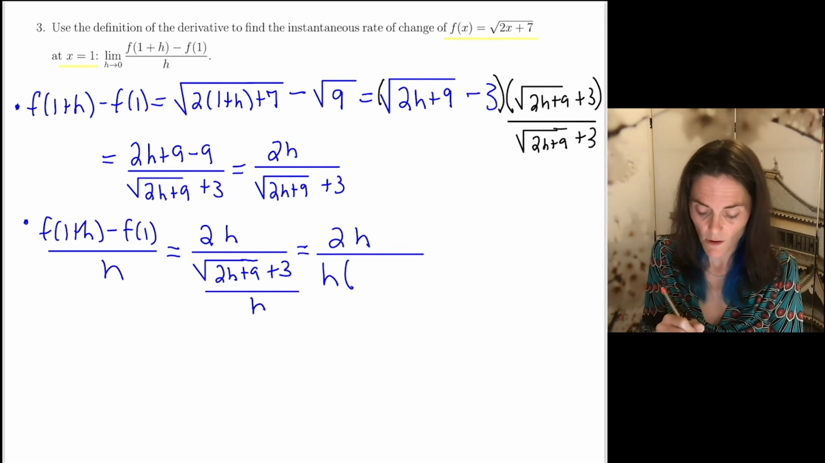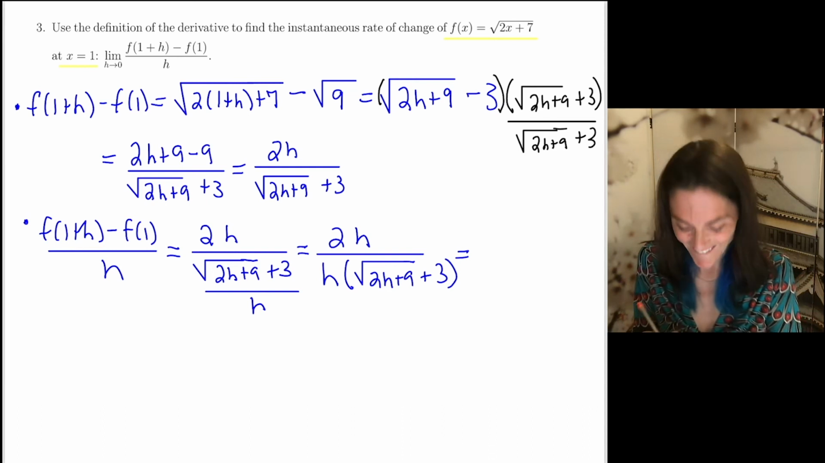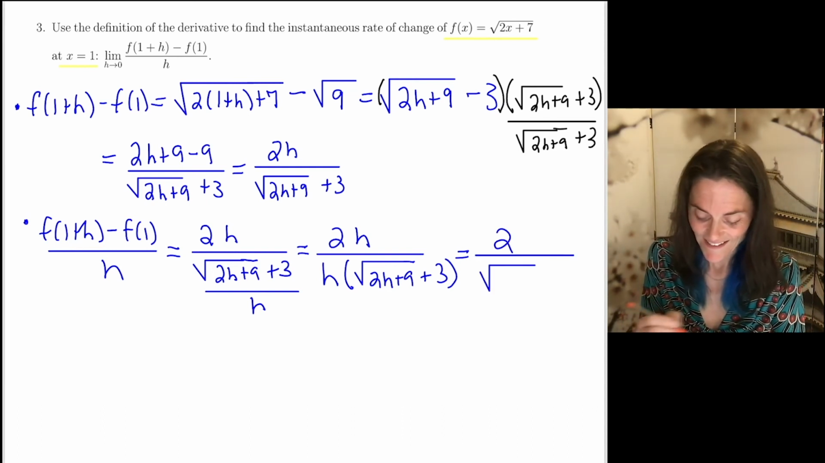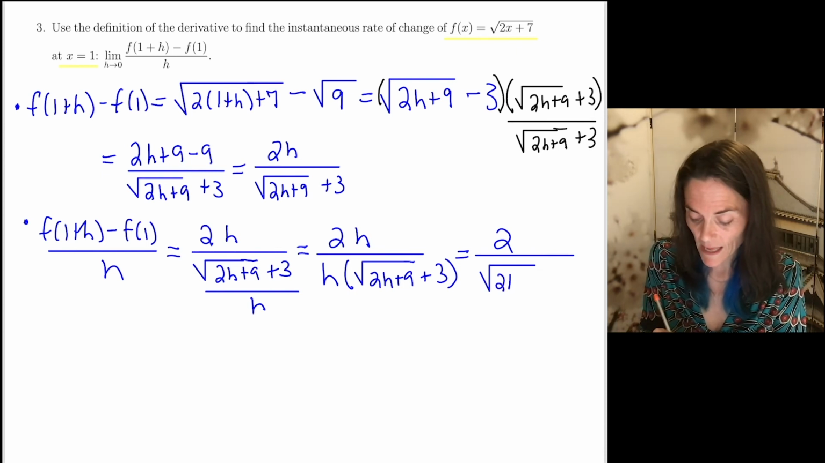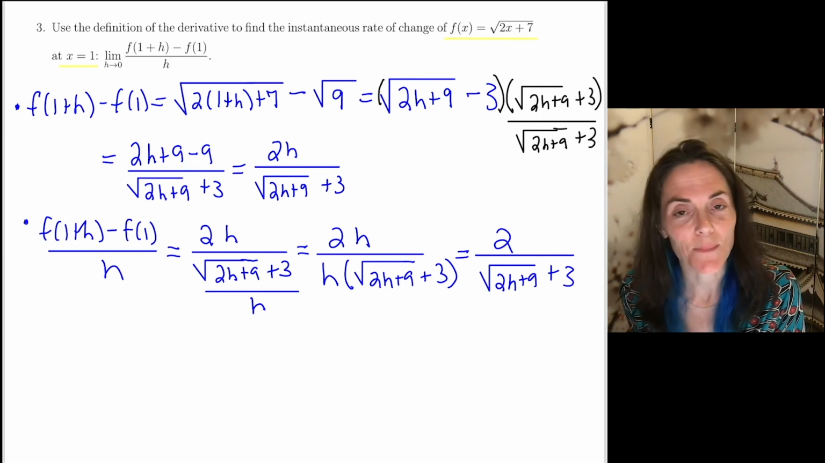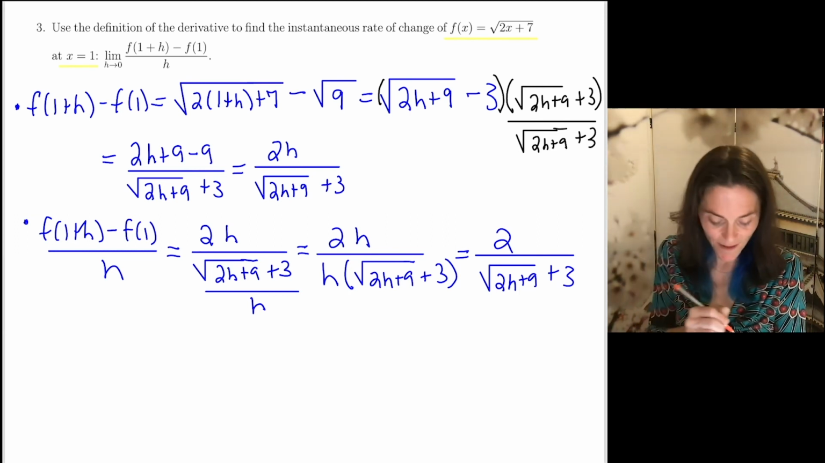h times all of this, square root of 2h plus 9, plus 3. Now you see we have left something that is defined at h equals 0, and so I can just take the limit just by evaluating at h equals 0.